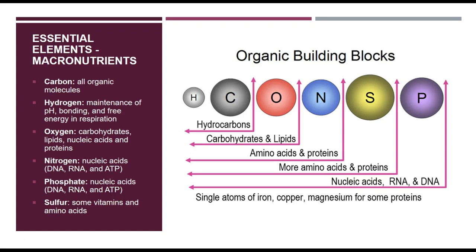Nitrogen is essential in nucleic acids. It's also an important component of amino acids and proteins. Phosphate, also an important component of nucleic acids. That backbone of DNA and RNA is composed of phosphates and sugars, ATP. Without the phosphate, we don't have those high energy bonds. And then sulfur is also an element that's important in many amino acids. It's also a component in a number of vitamins.